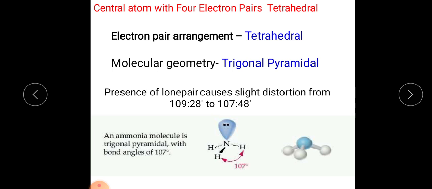But the bond angle, due to the presence of the lone pair, slightly reduces to 107 degrees. The regular tetrahedral bond angle is 109.28. It reduces to 107 degrees. So that is the angle wherever you have the molecule called a trigonal pyramid.